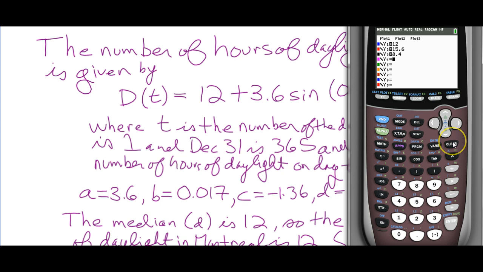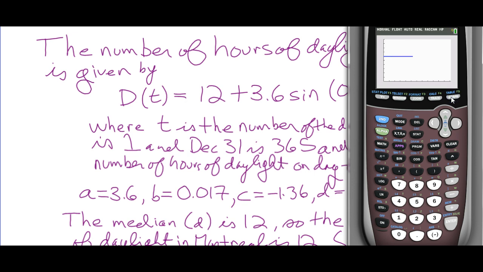We said the max was 15.6, so I'll graph that, and the min was 8.4. Let's clear that out. So this is 12 plus 3.6 sine 0.017x minus 1.36. First it's going to draw the midline. Then it'll draw the max and the min. It's going to start drawing the curve on about day 80, right? So you'll see that about 2 2/3 ticks in, it's going to hit the midline. It'll be going up, right?